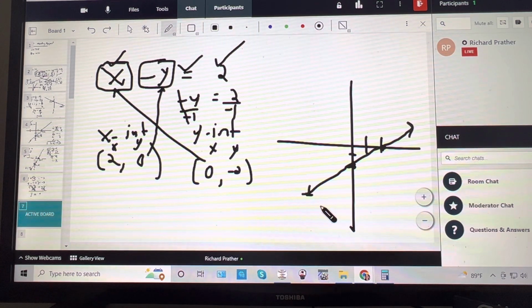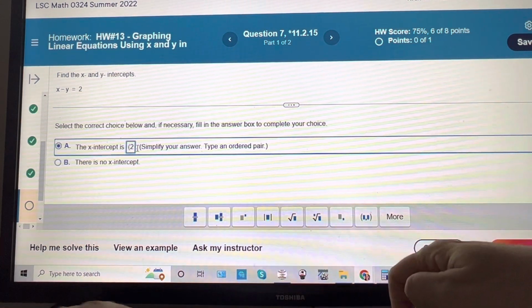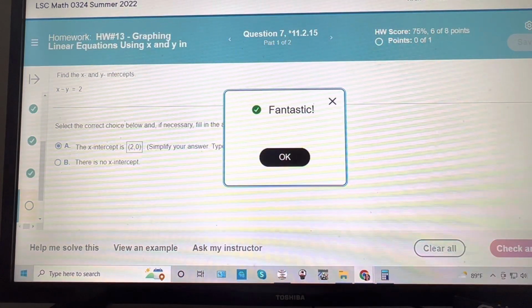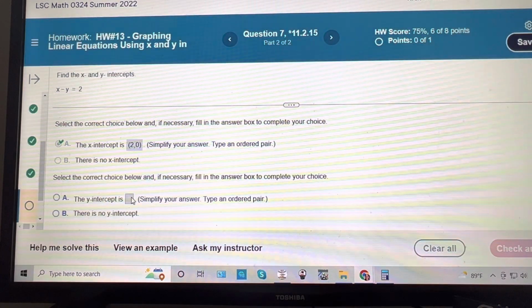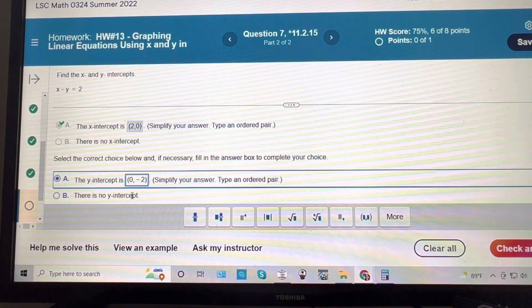So this method worked well here, but again, it doesn't always work so well. But this whole section is about x and y intercepts. So see how it says type an ordered pair? You got to read, do they want just the value of it or do they want an ordered pair? Sometimes they'll just say the x-intercept is 2 and you just put a 2. But here they want 2, 0. The y-intercept turned out to be 0, negative 2 instead of just negative 2.